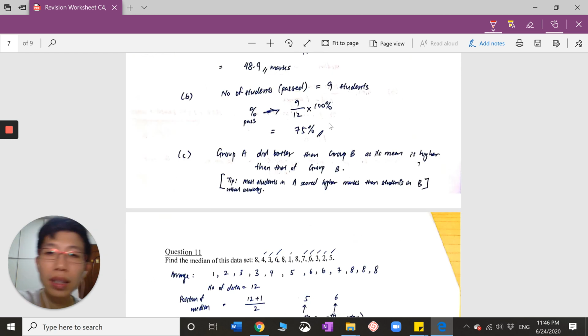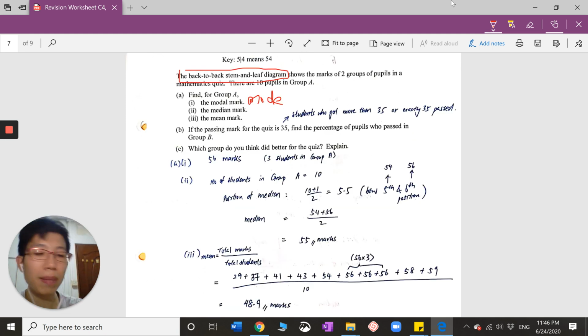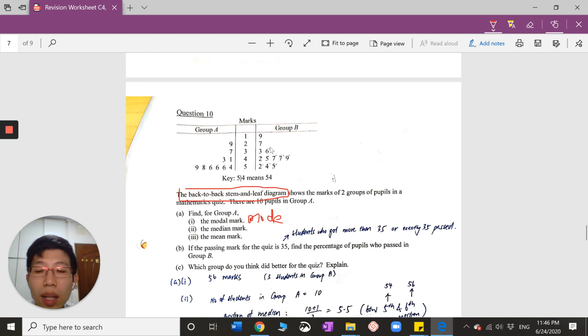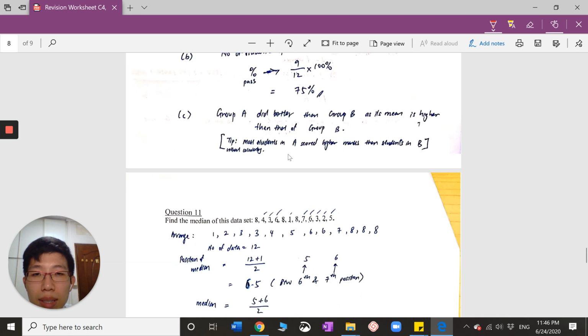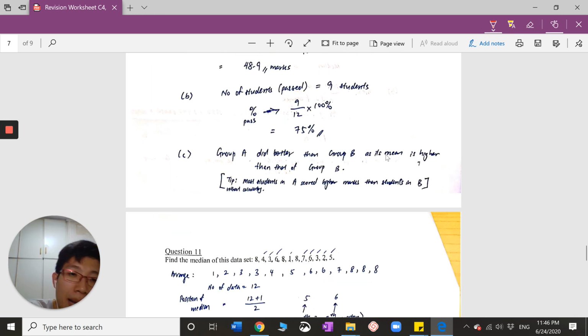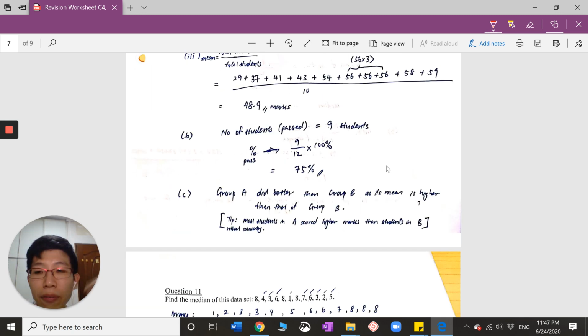So how to know? Basically, you just need to see how the data is being distributed in these two groups. You notice that for group A, there are more students who score higher marks as compared to group B. That's why you can just say that group A did better than group B, as its average is higher than that of group B. Because when you have more values that are higher, when you take the average, it will be higher as compared to another group.